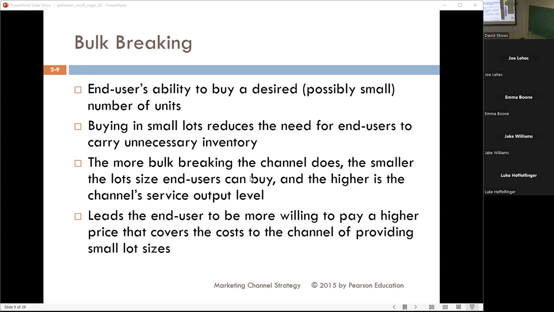Would it surprise you to know that a little bottle like that is the same price as a bottle that big? Well, how can it be the same price if it isn't delivering the same amount? It's because you buy a desired number of units. And so breaking bulk is the buying in the right size lots.